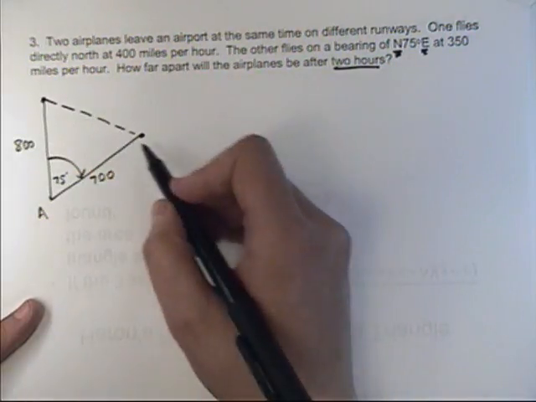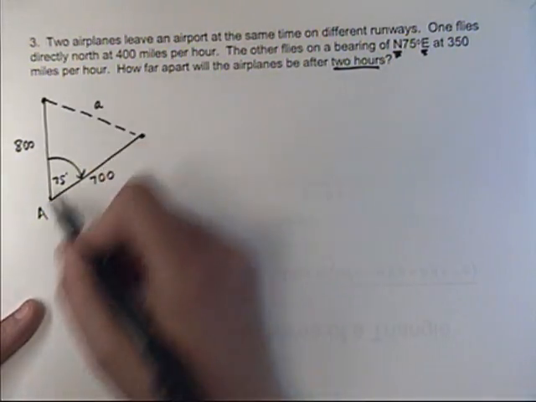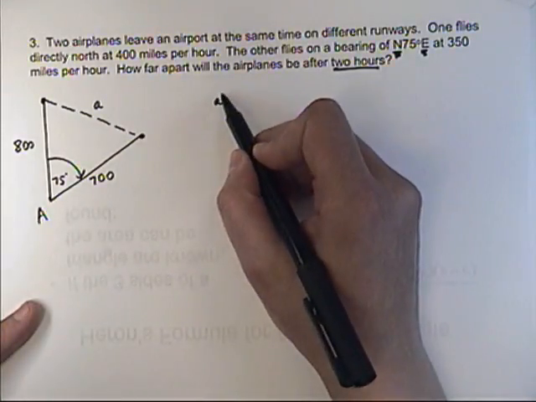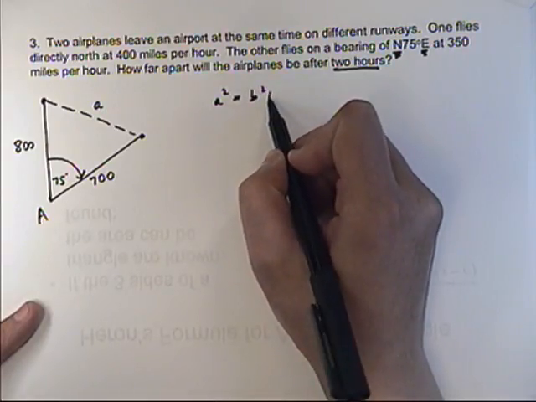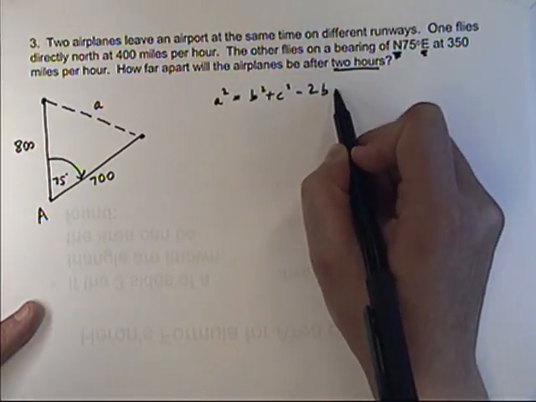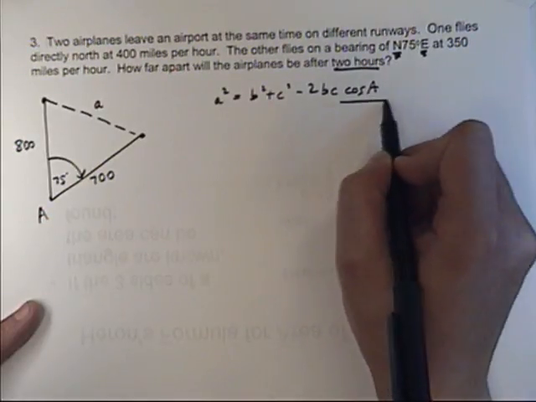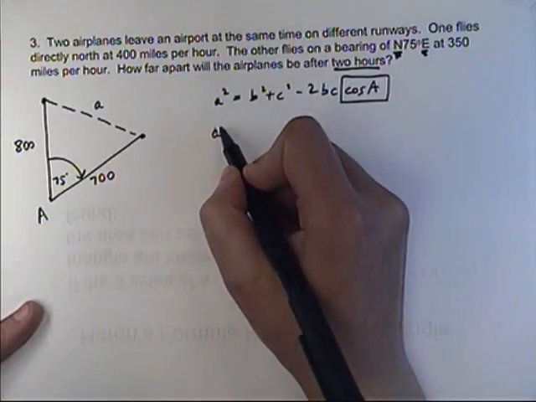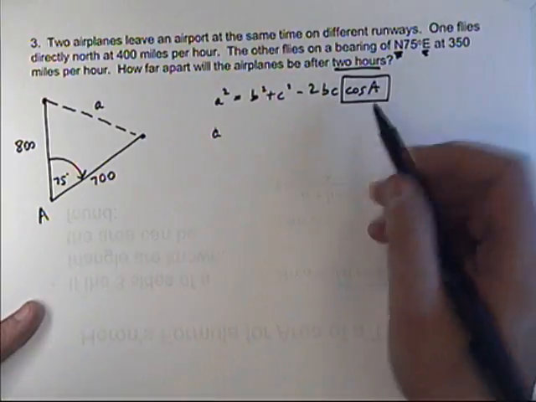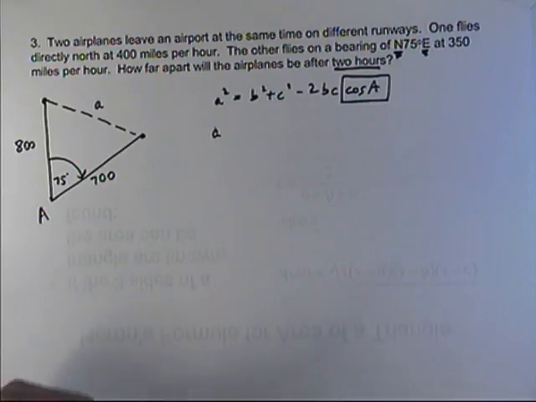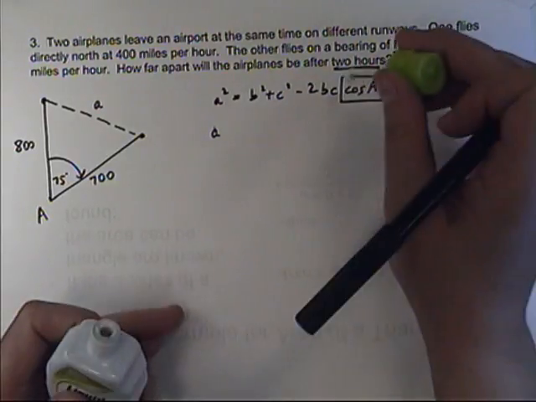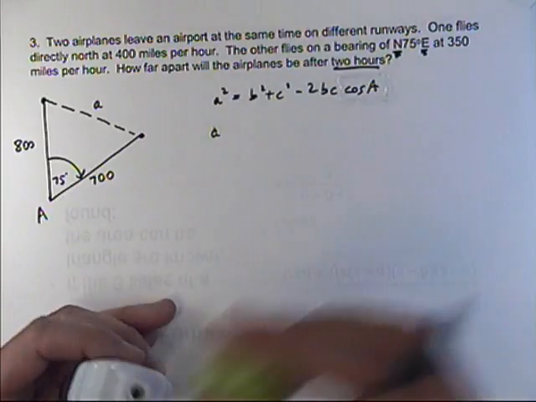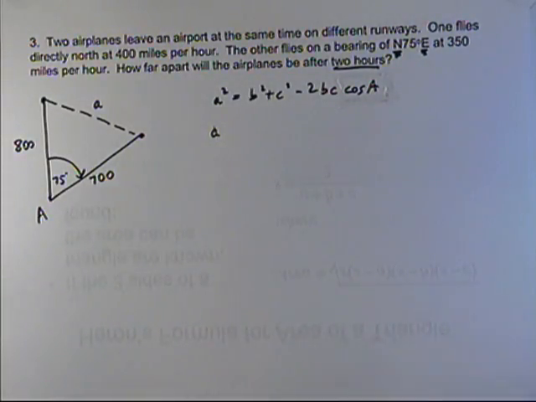So if we want to know this length here, I'm going to call that little a because it's across from corner A, big A. I can use the law of cosines that says that a squared equals b squared plus c squared minus 2bc times the cosine of A. This will help me find A. So if I plug in all the numbers that I need, I will find a.